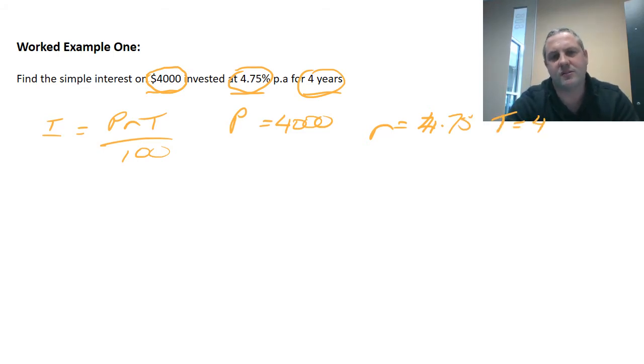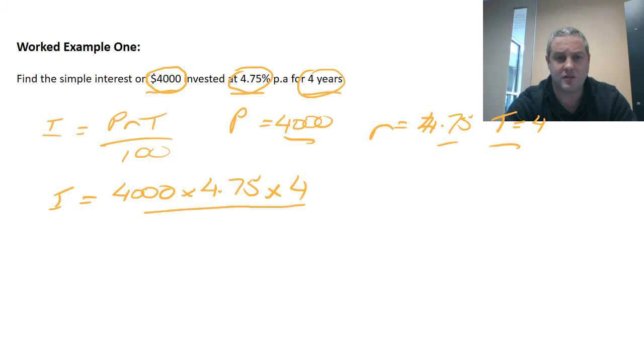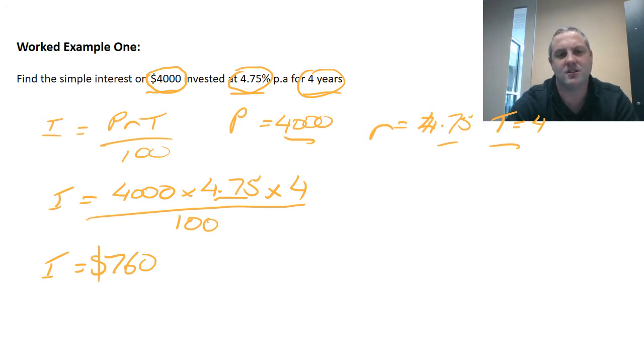Now from here we're going to substitute each of these values into our formula. So we've got I equals 4,000 times 4.75 times 4, and we're going to just divide that by 100. Basically all that's doing is putting that percentage into a decimal form. When you put that into the calculator, you're going to end up with $760. That means over the 4 years you're going to pay $760 or earn $760 from your $4,000 investment.